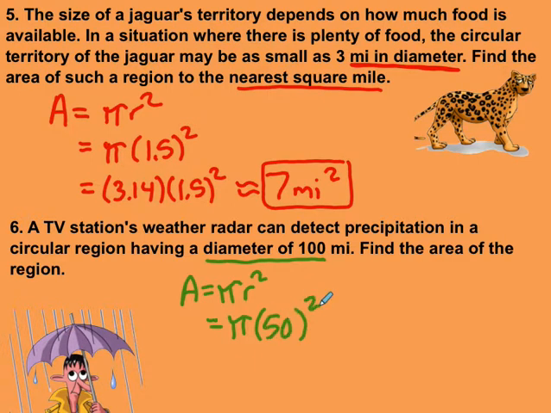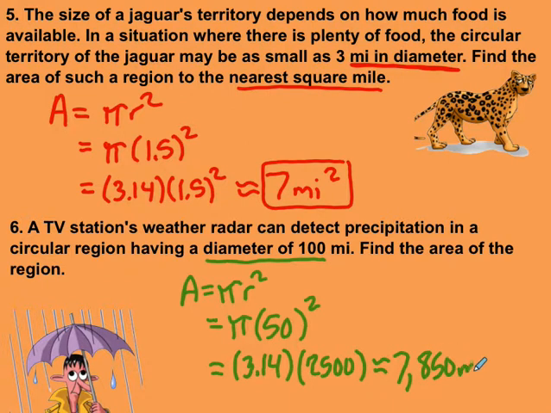Do 50 squared. They didn't tell us how we should have our answer here. So let's just multiply it out and get an approximate. So I'll do 3.14 times 50 squared, we've already seen this is 2,500. So if you multiply that out, you get approximately 7,850 miles squared for that area.